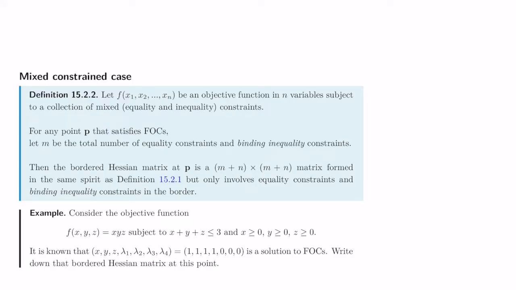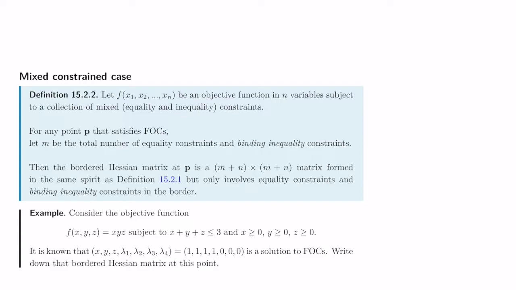Okay, just now we have learned how to write down the bordered Hessian matrix for equality constraint problems. And now we want to extend the idea when you have a mixed constraint situation. In other words, now your objective function is subject to a collection of both equality and inequality constraints. Then in this case, how do I write down the bordered Hessian matrix? It turns out the way to write it down is essentially identical, okay?